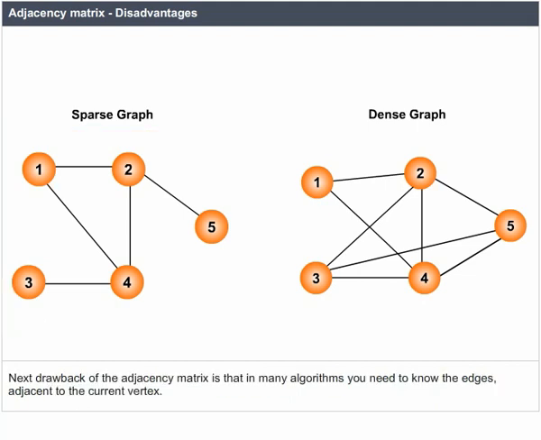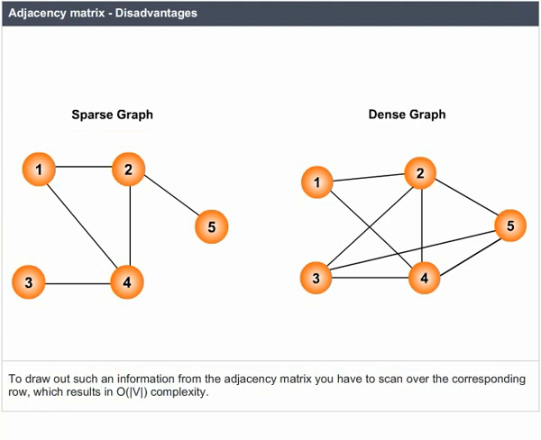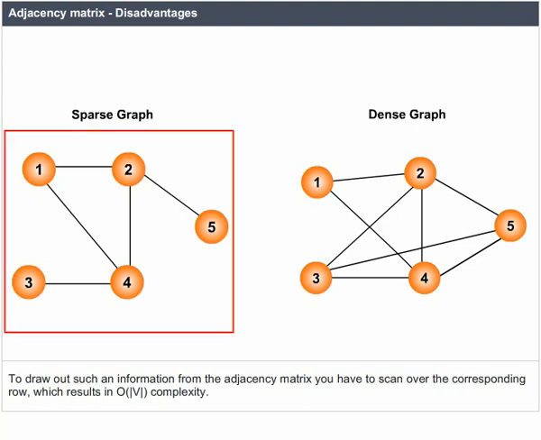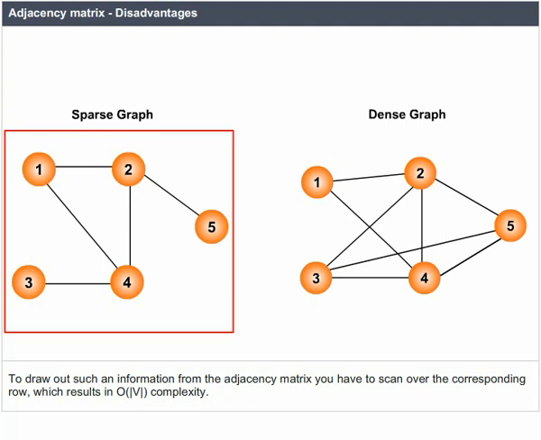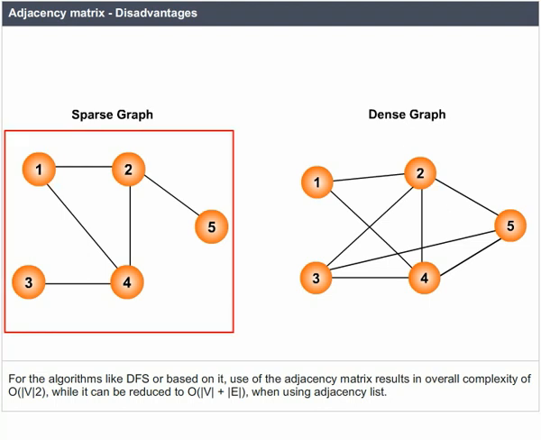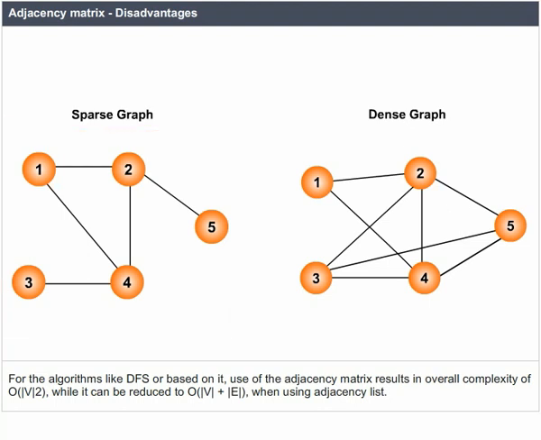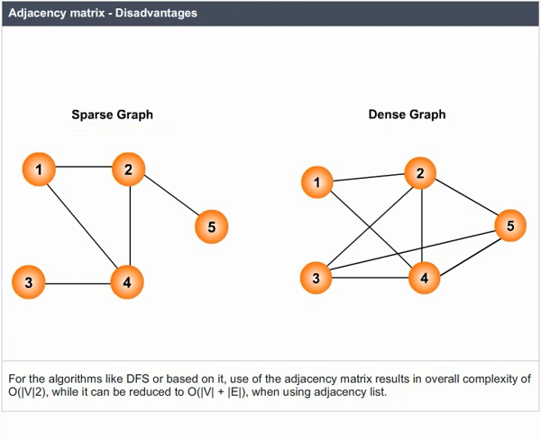The next drawback of the adjacency matrix is that in many algorithms, you need to know the edges adjacent to the current vertex. To draw out such information from the adjacency matrix, you have to scan over the corresponding row, which results in O(V) complexity. For algorithms like DFS or those based on it, use of the adjacency matrix results in an overall complexity of O(V squared), while it can be reduced to O(V plus E) when using an adjacency list.